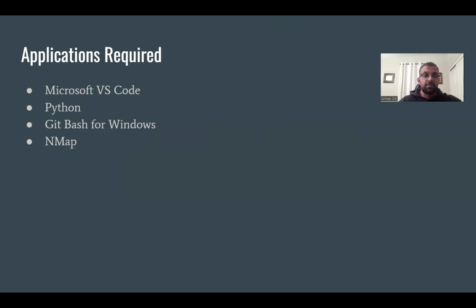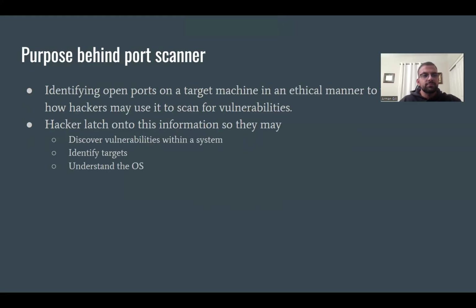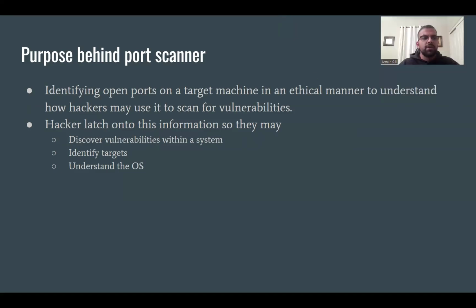The applications that were downloaded were Microsoft VS Code, Python, Git Bash for Windows, and NMap. The purpose behind this project, as stated before, is to identify open ports on a target machine, done in an ethical manner, to understand how hackers may use it to scan for vulnerabilities. Hackers like to latch on to this information so they can discover vulnerabilities in the system, identify targets, and understand the operating system. So let's go to the next slide.